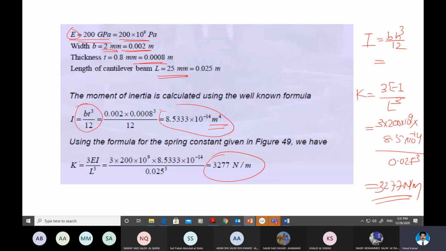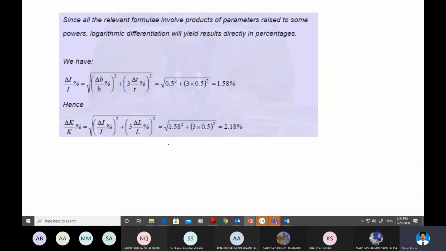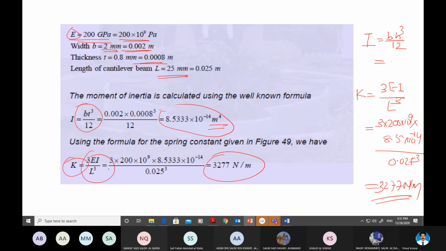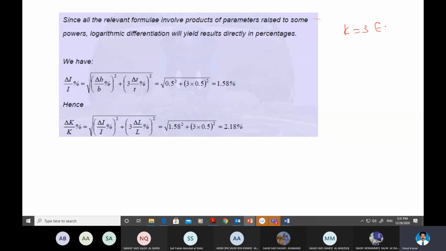Now here, this spring constant equation is taken from the lecture notes. Now uncertainty we have to calculate. What is uncertainty? Uncertainty means the error. We know that K is 3EI over L cube. E constant, 3 constant. For calculating uncertainty of K, delta K over K equals square root of delta I over I the whole square plus 3 times delta L over L the whole square. This is the equation to calculate uncertainty. Because L is raised to 3, that's why 3 times delta L over L, the whole square. But delta I itself has some uncertainty.